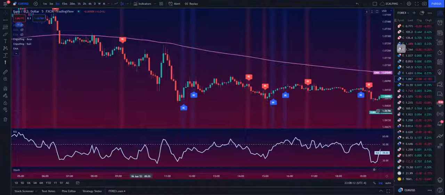Scalping requires that you be at your computer. You cannot scalp with your phone at work. It's not going to work. So, make sure you have the time to do it.